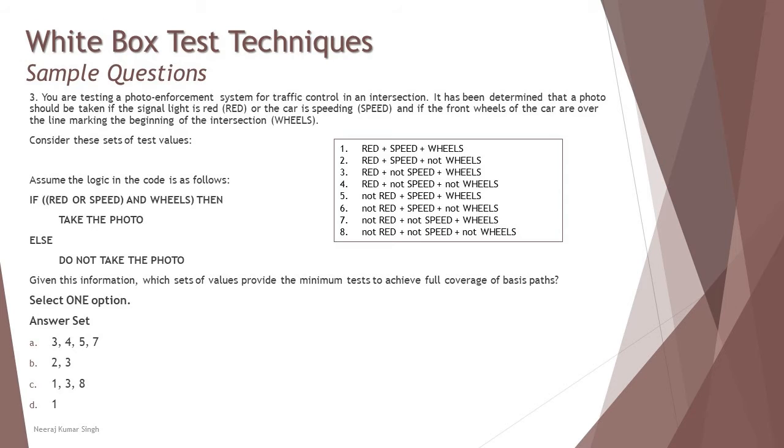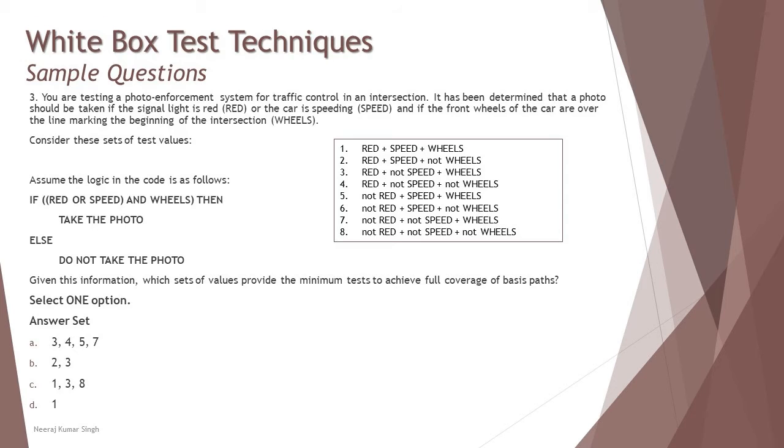So you have to keep the main condition stagnant and then look for the other condition, see what the output is, and try to find the minimum number of paths required for all the coverage with the same output. Now in this case, if you change the output, that means if you change a condition, for example keeping red as fixed and then speed plus wheel is equal to true, then red plus speed plus not wheels will not take the picture because there's no picture; the wheels are not touching the intersection at all.